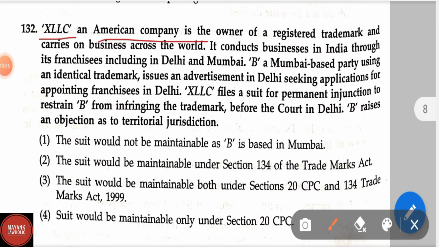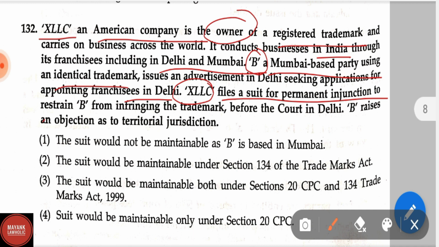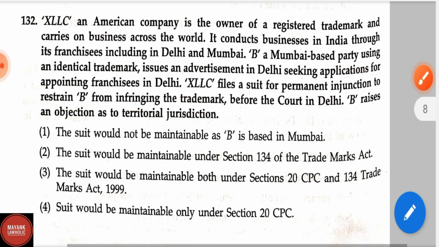XLLC, an American company, is the owner of a registered trademark and carries on business across the world. It conducts business in India through its franchisees including in Delhi and Mumbai. B, a Mumbai-based party using an identical trademark, issues an advertisement in Delhi seeking applications for appointing franchisees in Delhi. XLLC files a suit for permanent injunction to restrain B from infringing the trademark before the court in Delhi. B raises an objection as to the territorial jurisdiction.